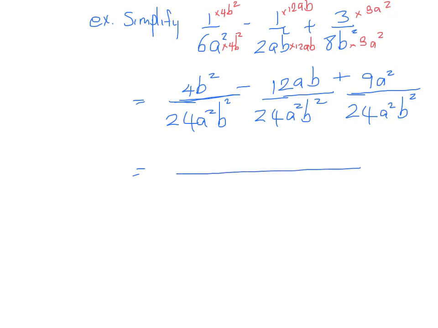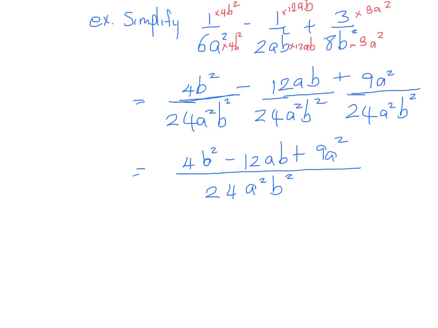Our common denominator, 24a squared b squared, we can write it one time. We don't have to write it 3 times. And I'm just rewriting everything from the top. We have 4b squared minus 12ab plus 9a squared. Awesome. What do we do now? Well, anytime you want to simplify a rational expression, what's the first step? If you remember that the first step is factor, awesome job. Okay, so we need to see if we can factor this expression.